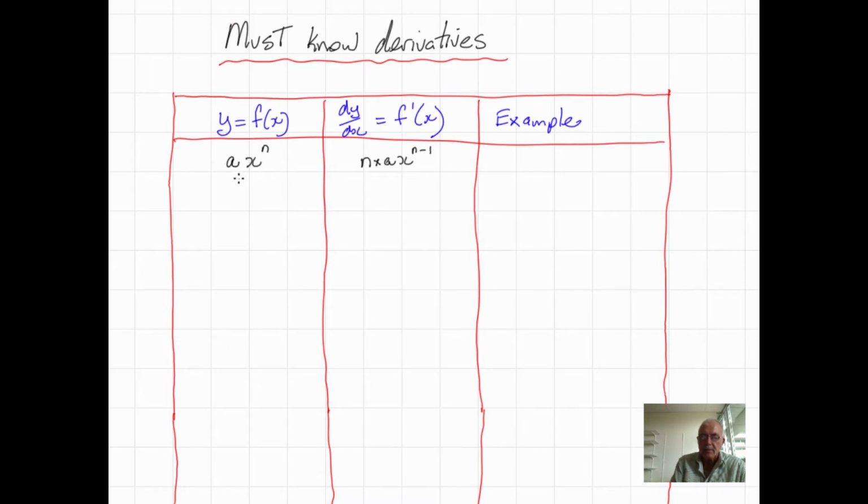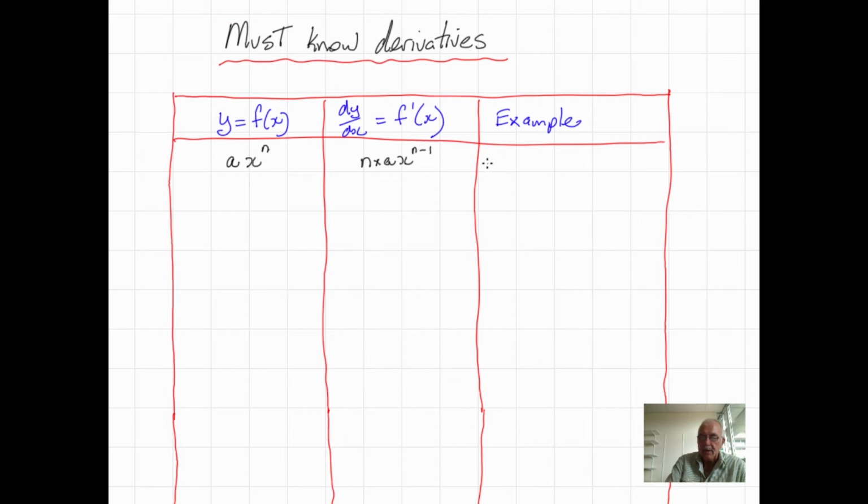If we've got a function where a and n are constants, so you've got a number here and a number in the power there, so y equals a x to the n, then the derivative is n times a x to the n minus 1. You take one off the power, but before you do that, you bring the power down to the front. So the n comes to the front, and then you take one off the power. Once again, if you wanted to, you can do that derivative from first principles.